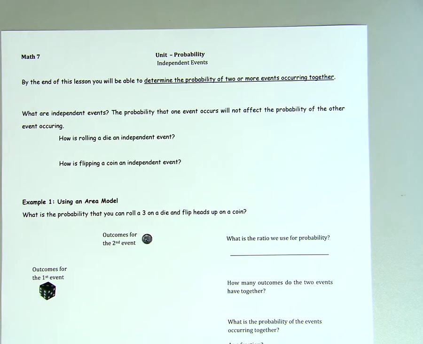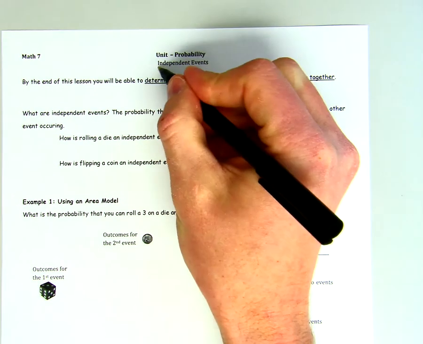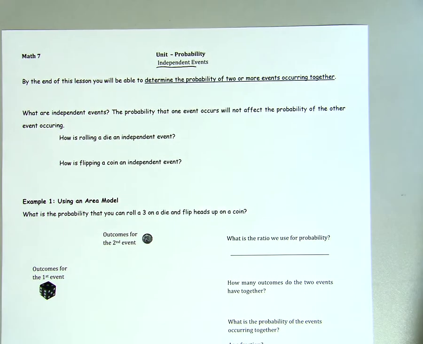Today's video is on probability and independent events. By the end of the lesson, we're going to be able to determine the probability of two or more events occurring together. The key to think about is independent: the two or more events that are going to occur are independent from one another. They're not going to have to do with each other, so they're not going to affect each other. With dependent events, the first trial would affect the second trial.